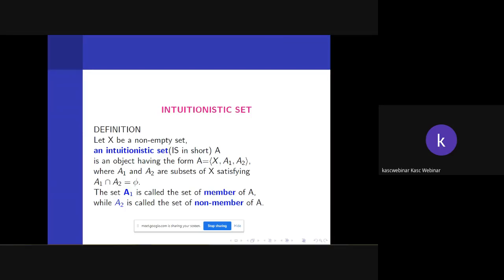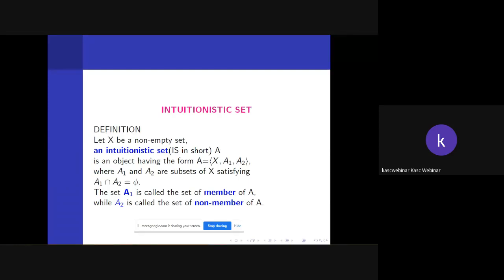So let's come to the definition of an Intuitionistic set now. X is a non-empty set. So I told you, in a class you will have some students. So X is a non-empty set. An Intuitionistic set A is an object having the form A. So that's the notation of the Intuitionistic set.